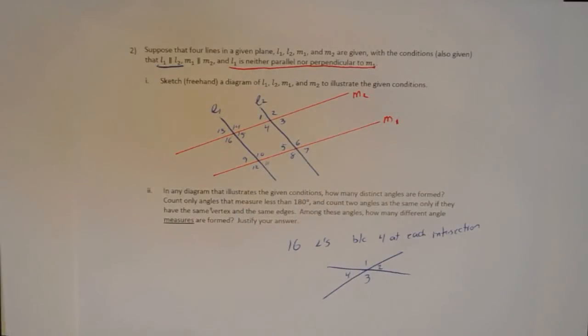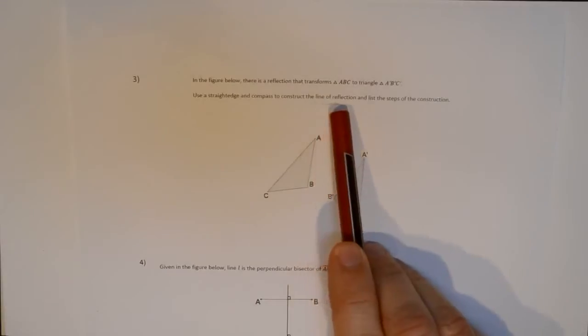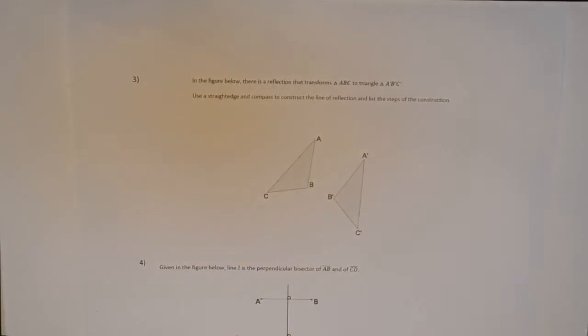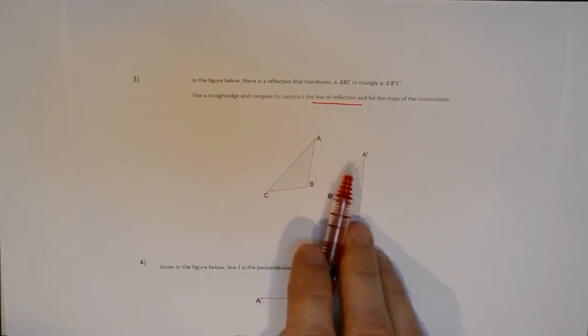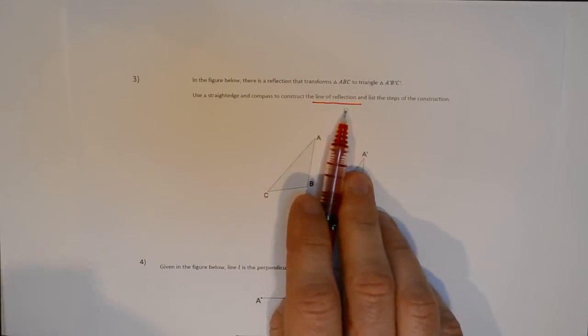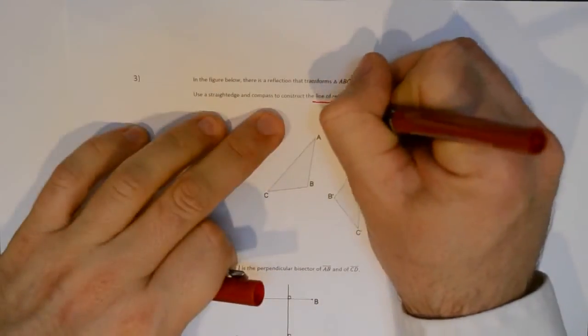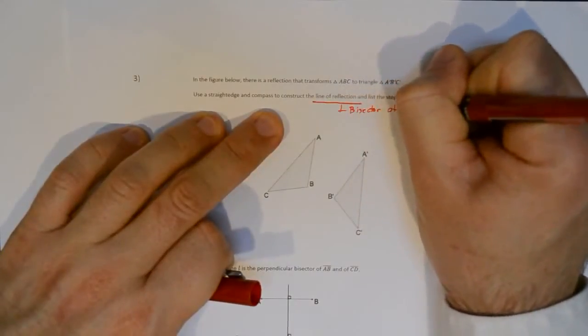We have 16 angles. Now in this next question, we're being asked to use a straight edge and compass to construct the line of reflection and list the steps of the construction. So the thing you need to remember about a line of reflection is that when you have an image and a pre-image, the line of reflection is the perpendicular bisector. So this is the perpendicular bisector of the image and the pre-image.